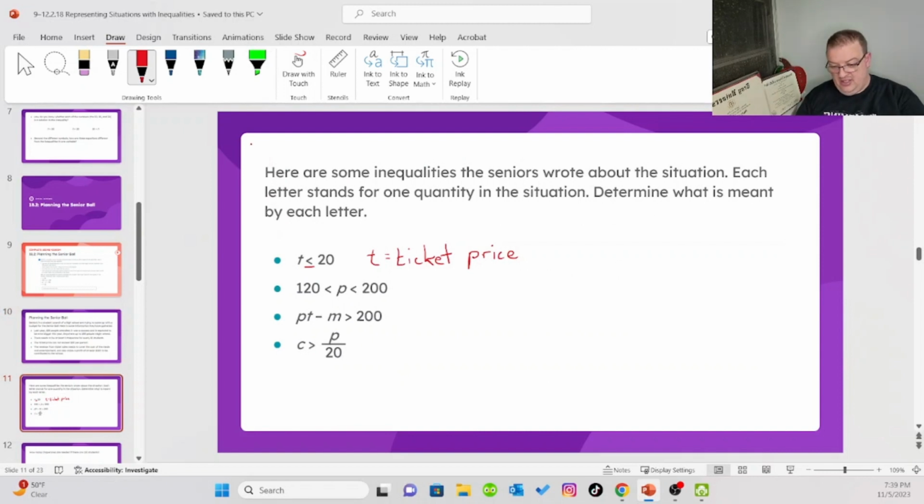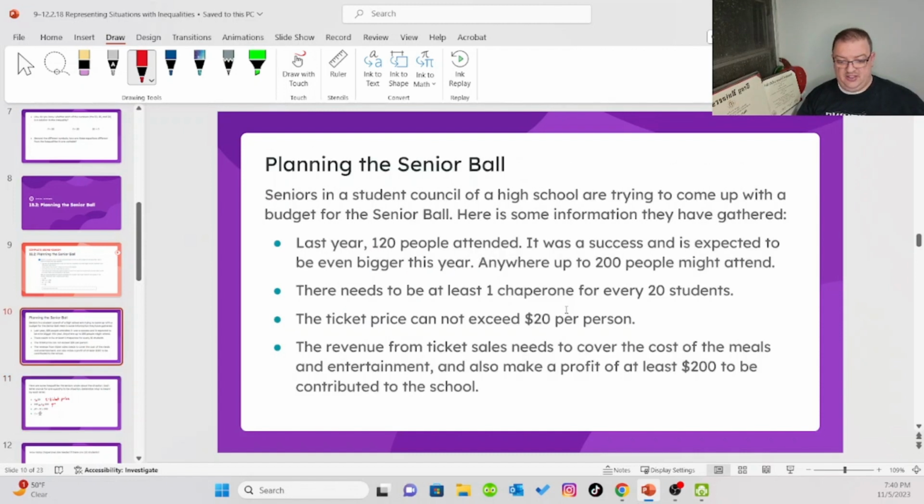So again, it could be as big as last year, which was 120. So this should say less than or equal to, and it's not going to be any bigger than 200, but it could be 200. So we would say less than or equal to 200. And that means P equals the number of people attending.